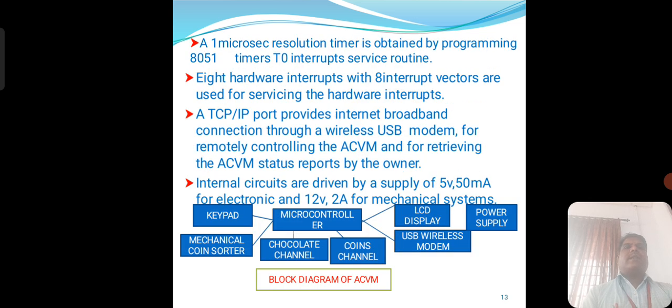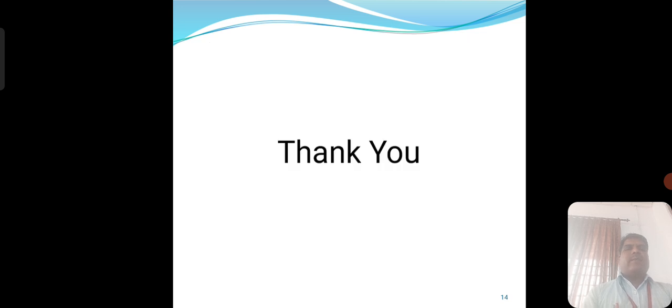A 1 microsecond resolution timer is obtained by programming the 8051 timer 0 interrupt service routine. 8 hardware interrupts with 8 interrupt vectors are used for servicing the hardware interrupts. A TCP/IP port provides internet broadband connection through a wireless USB modem for remotely controlling the ACVM and for retrieving the ACVM status reported to the owner. Internal circuits are driven by a supply of 5 volt 50 milliampere for electronics and 12 volt 2 ampere for the mechanical system.